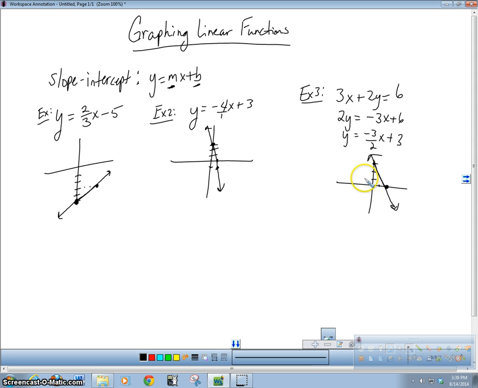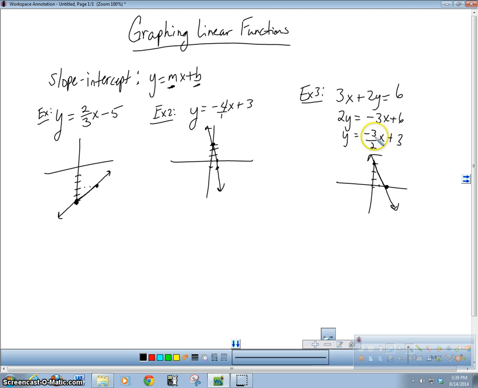Or you could plug in a value for x, solve it, and find what y is. That'll be one point. Plug in a different value for x, solve it, and find that other value for y. That'll be another point. Connect the two points and you've got your line. So that's another option if you don't have it in slope-intercept form.